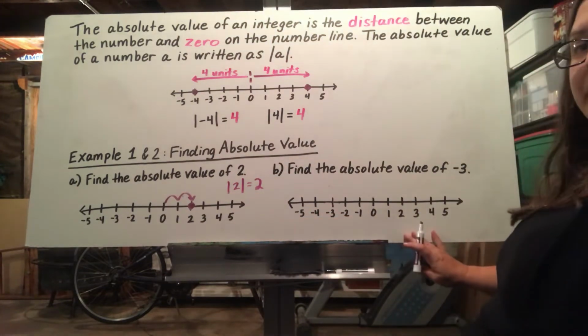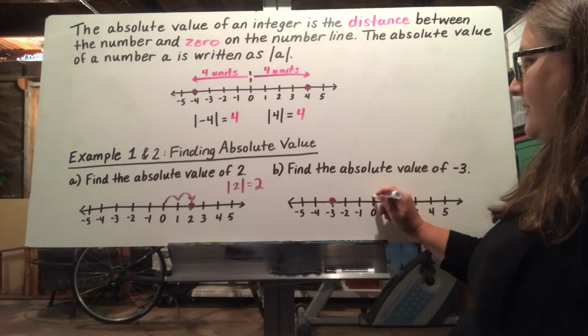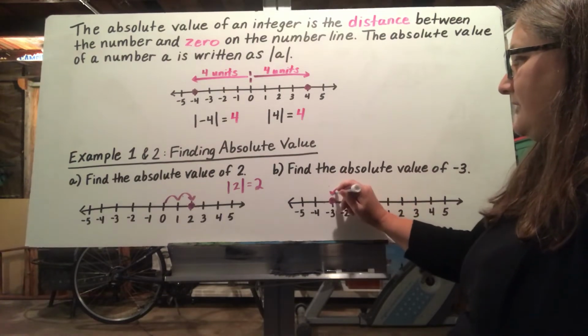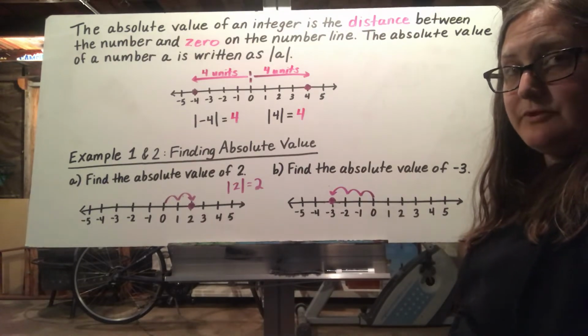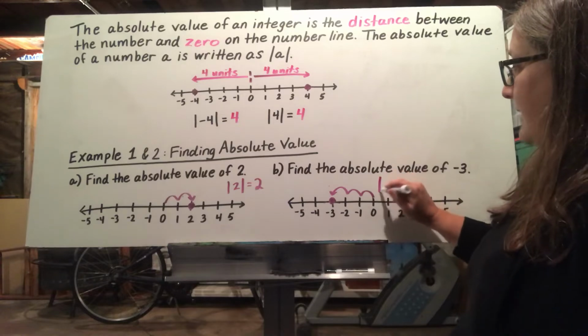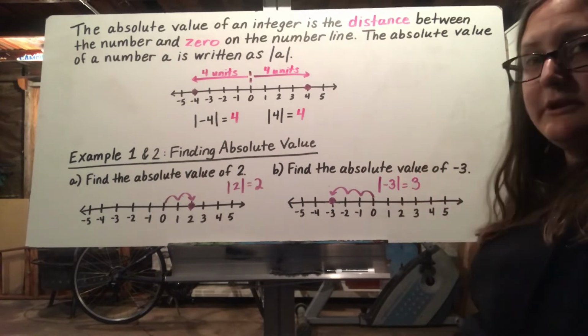How about the absolute value of -3? So here's -3 on our number line. From 0, I have to go 1, 2, 3 units to the left. The direction doesn't matter, just the amount of units, which is 3. So the absolute value of -3 is 3. It's 3 units from 0.